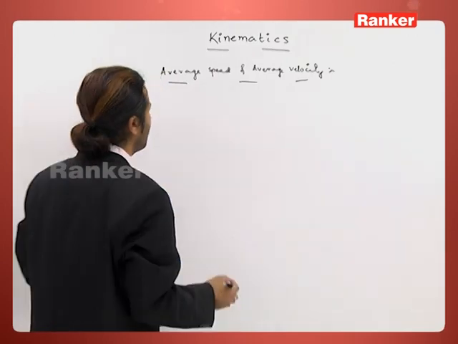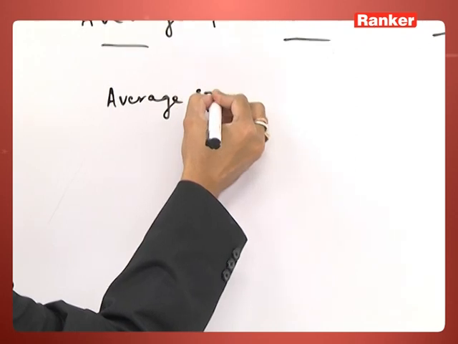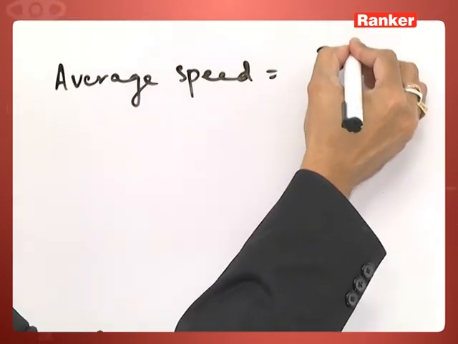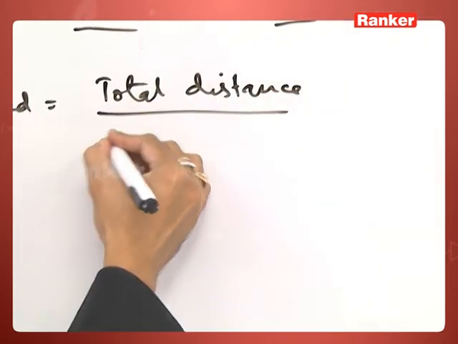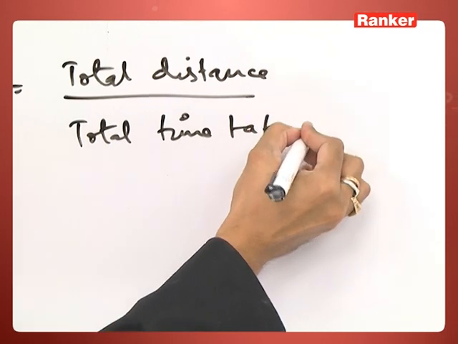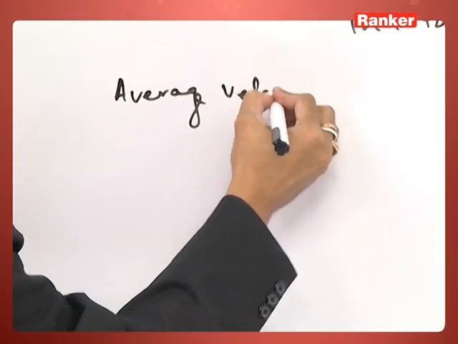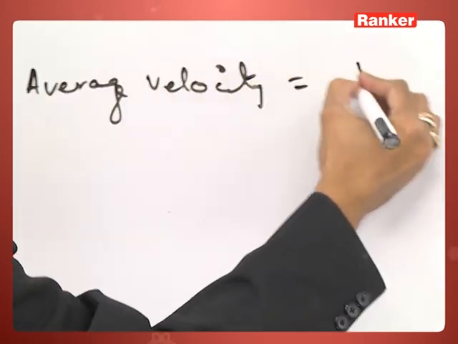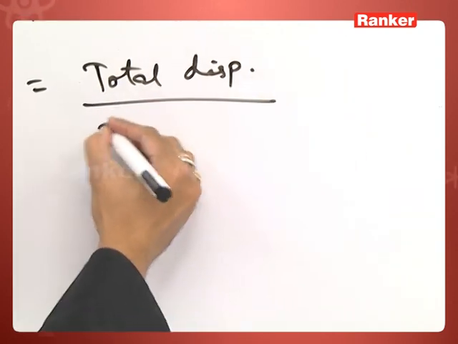Average speed and average velocity. Average speed is equal to total distance by total time taken, and average velocity is total displacement by total time taken.